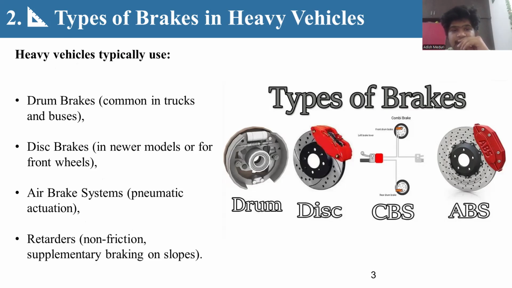This is the drum brake, as you can see. This is the disc brake. This is the ABS brake, air brake system, and this is the retarders. So the drum brake is commonly used for trucks or buses. And a disc brake is a newer model for front wheels of a vehicle. Air brake system is nothing but a pneumatic actuation. Retarders are non-friction supplementary brakes.